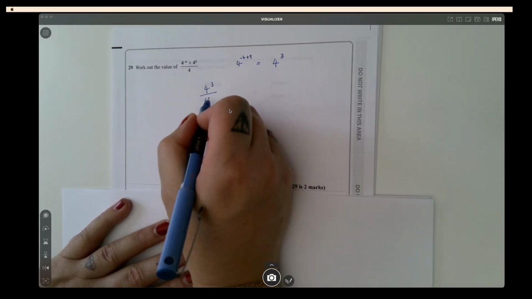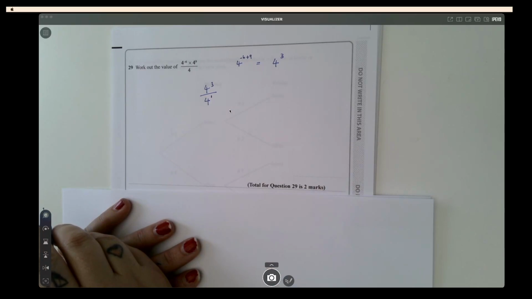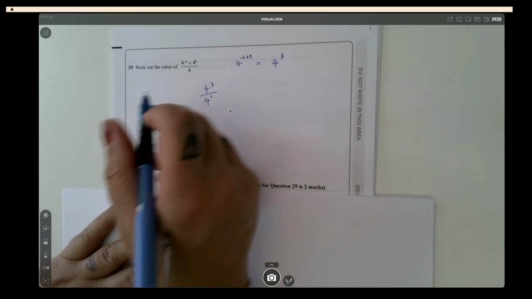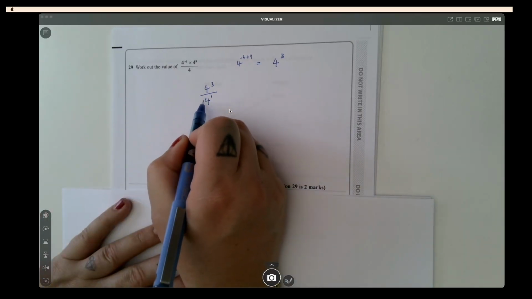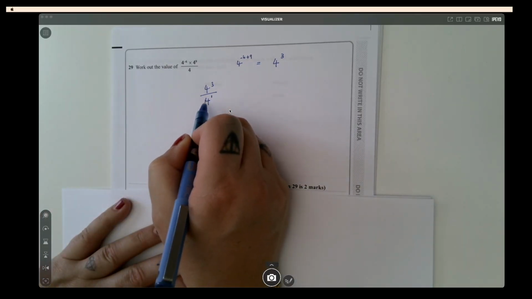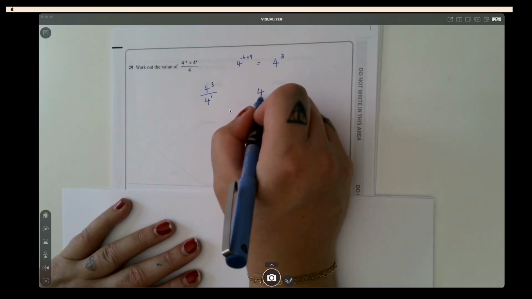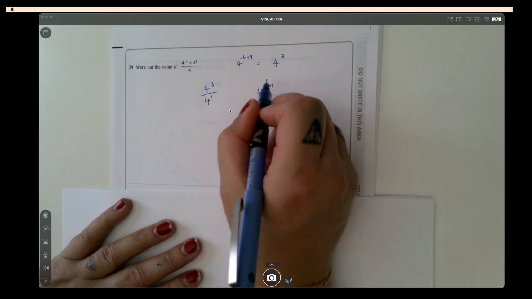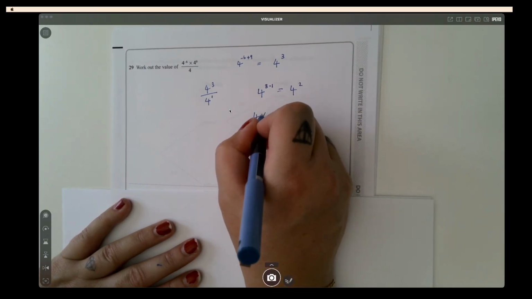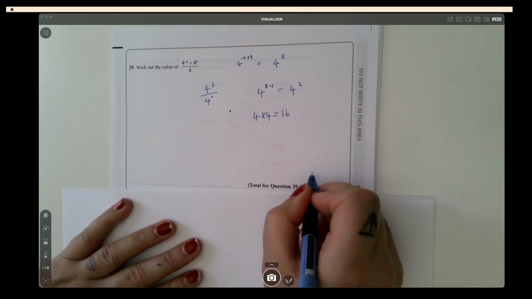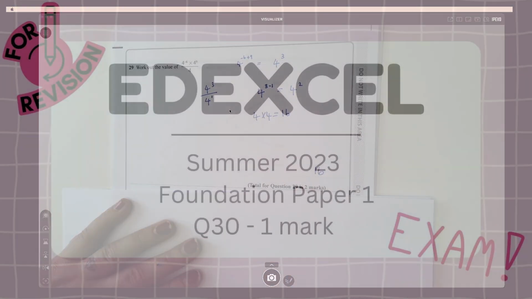Now the 4 on the denominator's got an invisible power of 1. When we're dividing, the law of indices for division says that if we have the same base number, which we do, they both have a base of 4, we can subtract the powers. So 4 to the power of 3 subtract 1 is 4 squared. 4 squared is 4 times 4, which is 16.